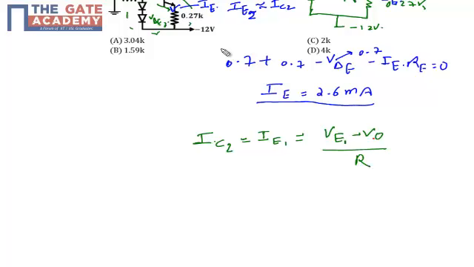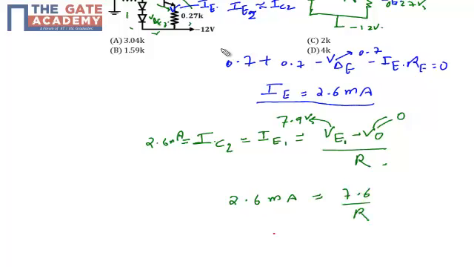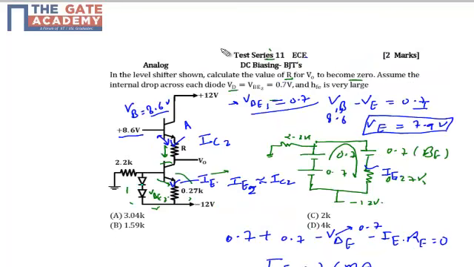The question says to find the value of R under the condition in which V0 is equal to 0. We know that IC2 is equal to IE1, which is 2.6 milliampere, and we have just calculated VE as 7.9 volt. So the only unknown in the equation is R. The equation is 2.6 milliamp equals 7.9 upon R, so R is equal to 3.04k. So the resistance comes out as 3.04k, and my correct option is option A. Option A is my answer. Thank you.